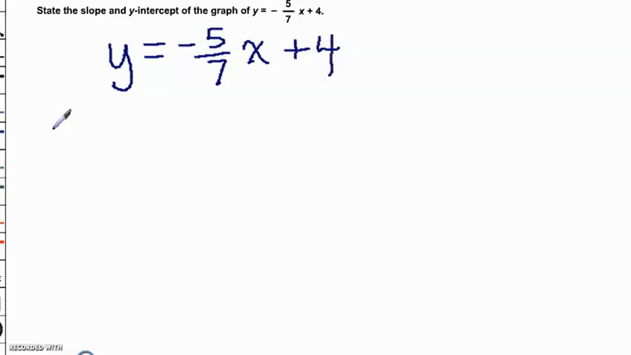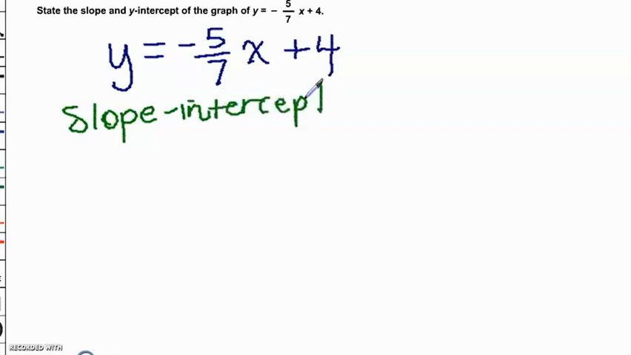Okay, today we're going to be stating the slope and the y-intercept of the graph of y equals negative 5/7 x plus 4. And we can use slope-intercept form to help us do that. So you should be copying this down in your notebook, slope-intercept form.